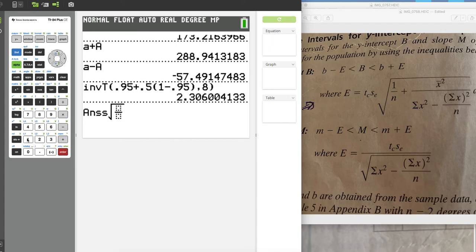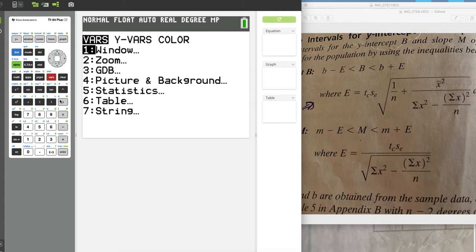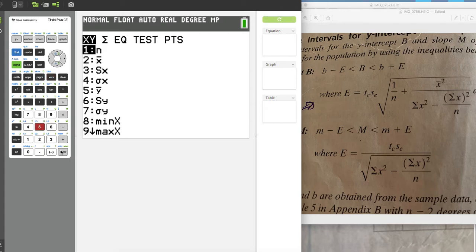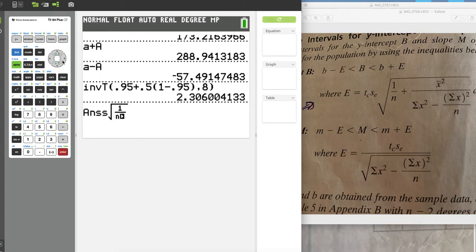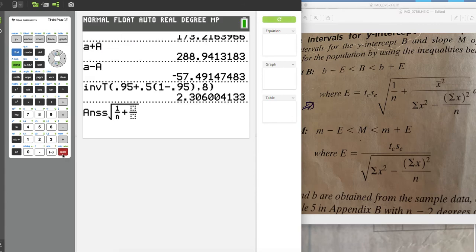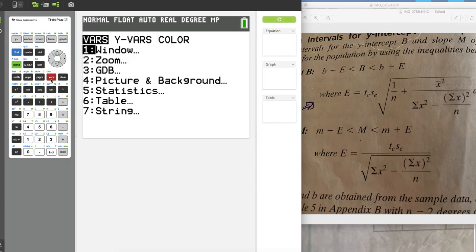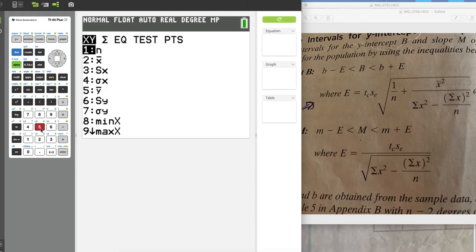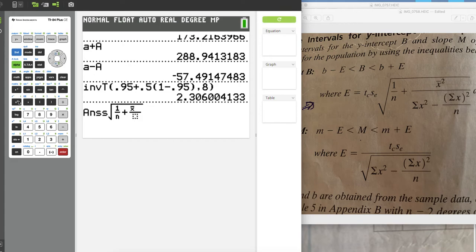Okay, I want a 1 on top. I want the n underneath. I know n is 10, but I'm just going to go ahead and do all the calculator way here. I'm going to add. Okay, I want another fraction. Now I want x bar squared. So again, that's in bars, number 5. X bar is number 2. Squared. Okay, that's all I have on top.